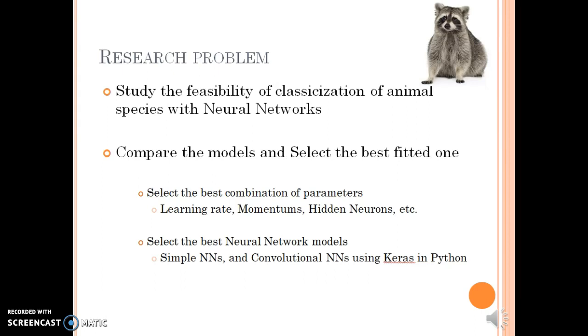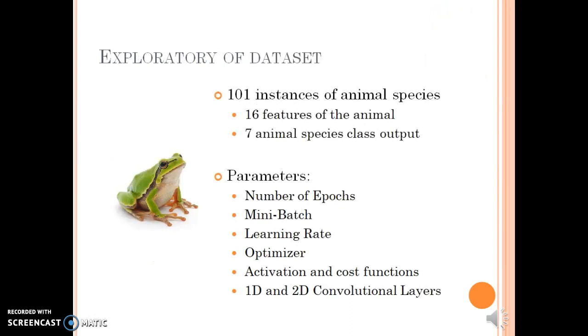I'm going to run multiple simple neural networks and also advanced neural networks such as CNNs using Keras in Python. Between the parameters, I would like to select the best combinations from the learning rate, momentum, hidden neurons, activation cost functions, etc. Now let's talk about details about my dataset.